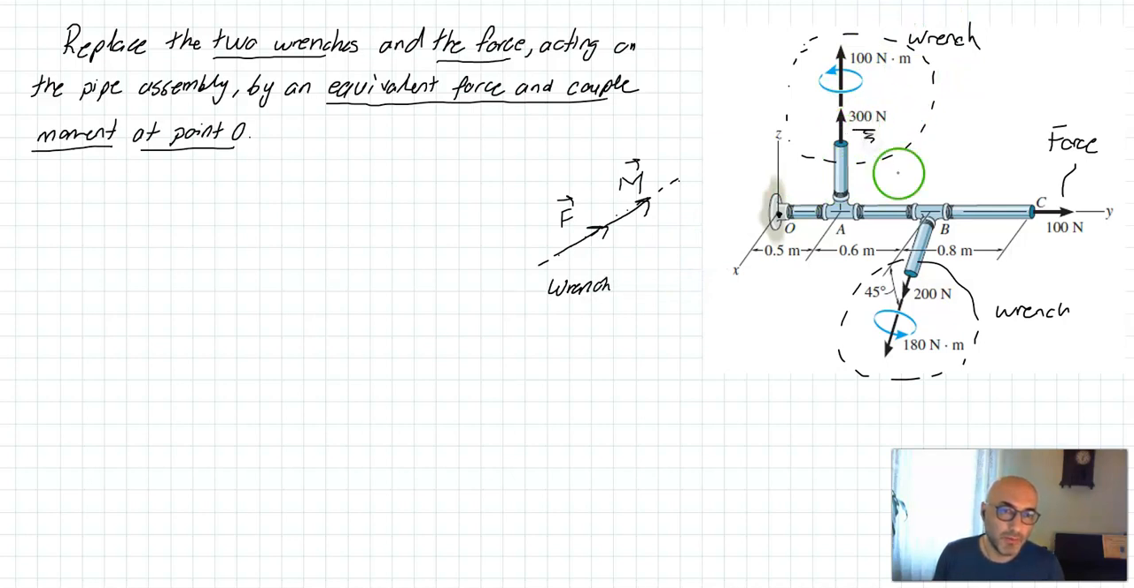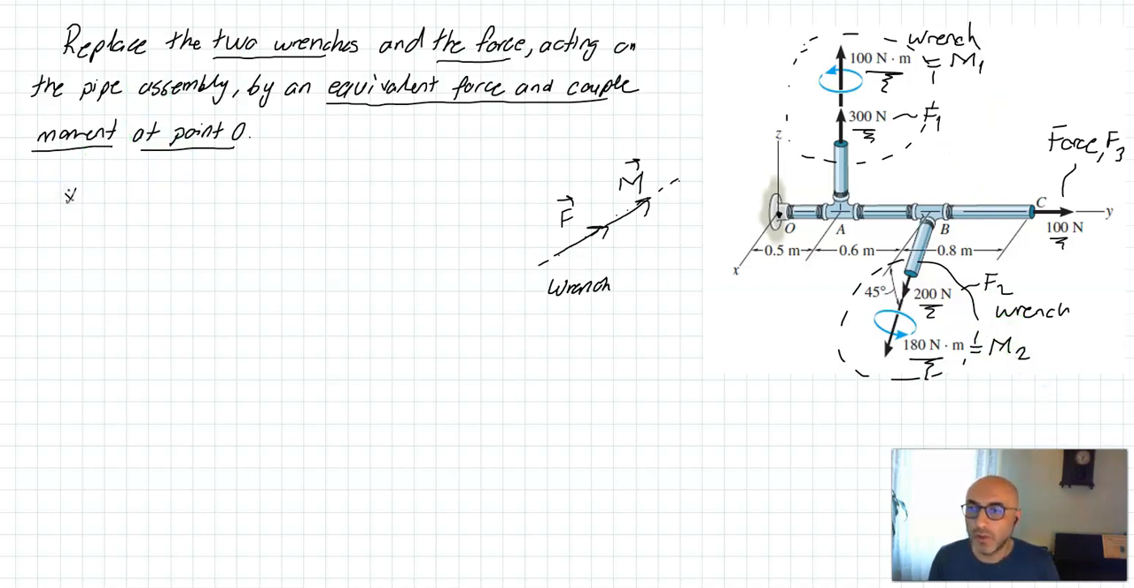So within the wrenches we have forces. We have a 300 Newton force here, a 200 Newton force here, and moments of 100 Newton meter here and 180 Newton meter here. And we have an independent force here, 100 Newton. Okay. So basically we can call this 300 Newton F1, this 200 Newton F2, and this 100 Newton F3. And we can call 100 Newton meter M1, and 180 Newton meter M2.